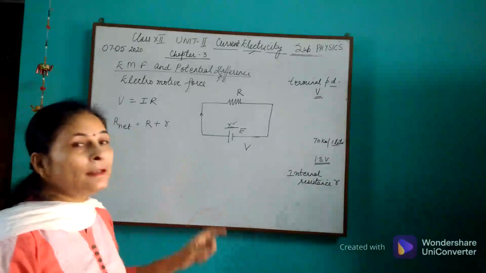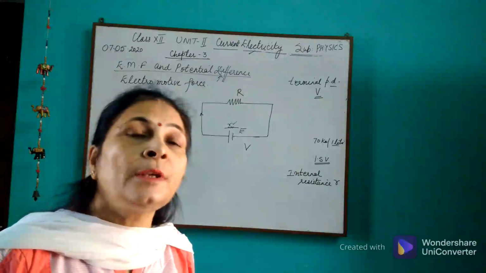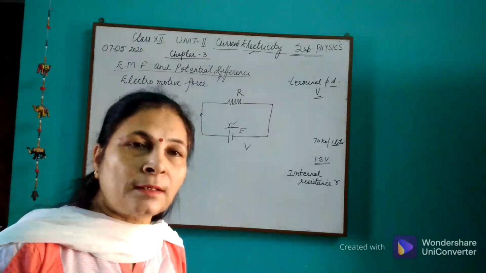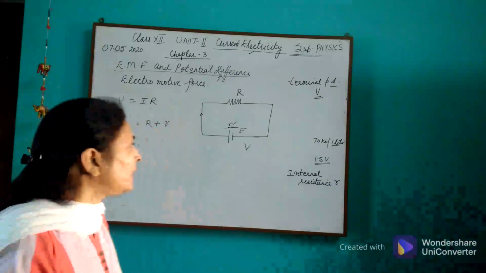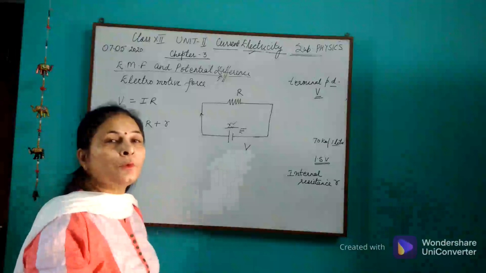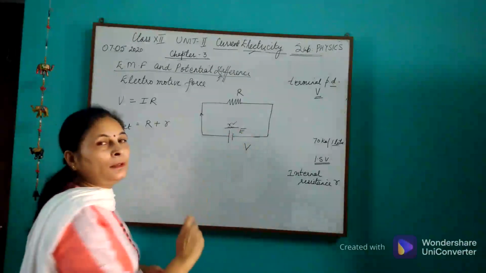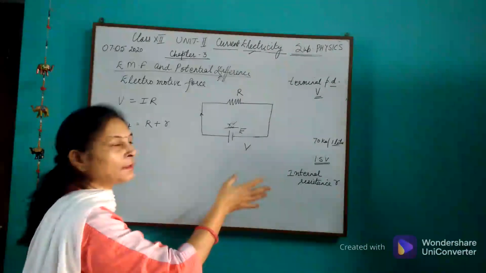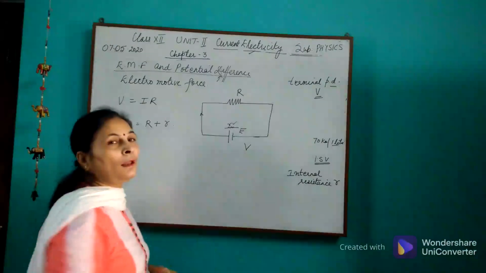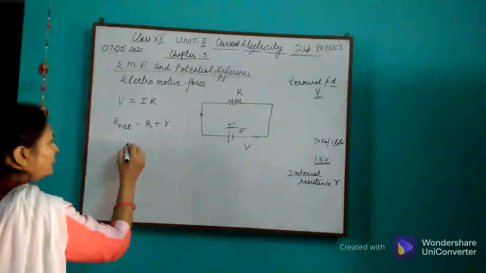So when the cell is not in circuit, or rather the circuit is not being used, or the circuit is open, then in that case, circuit open means no current is flowing in the circuit. Then the potential difference is known as E. When the current flows in the circuit, or the circuit is closed, then we say V. So what will be the value of V here?